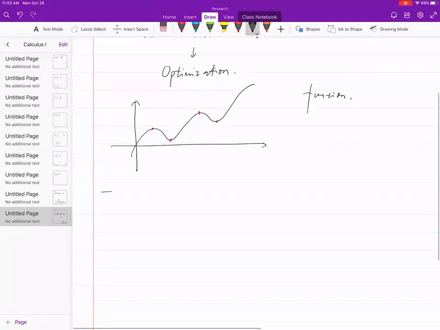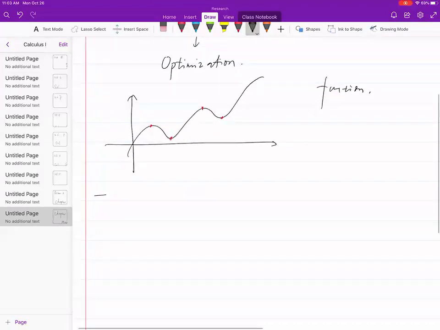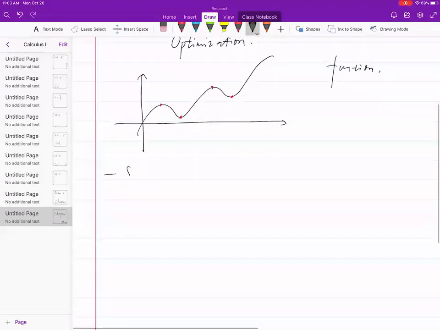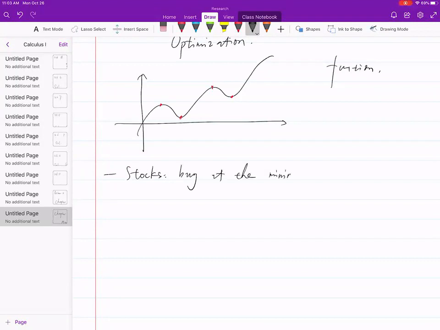But why do we care? Because it's very important in real life. I can give you several examples. The first one is stocks. Everybody knows about this, right? You buy at the minimum. You sell at the maximum. In this way, you actually make the most money.